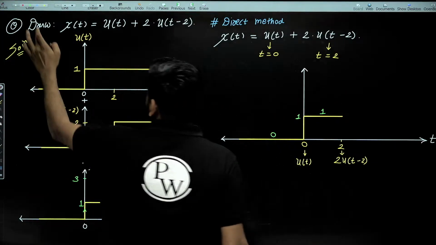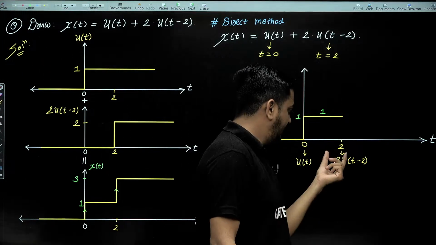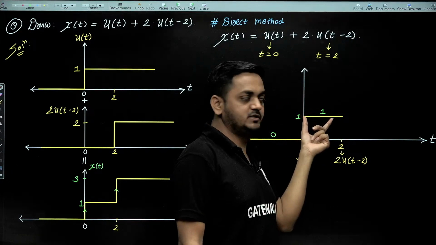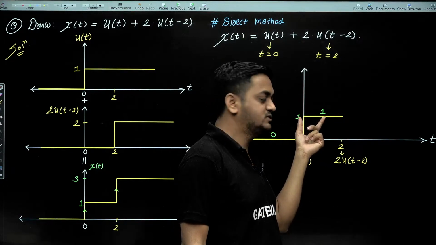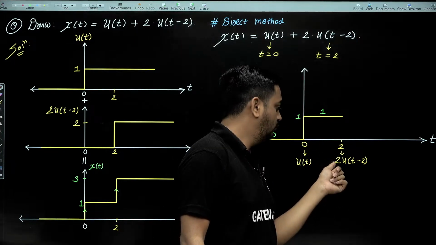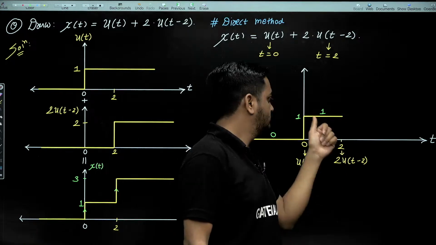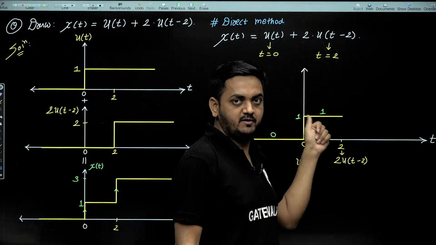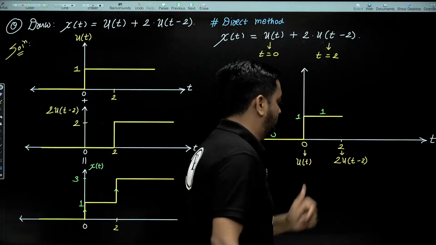Yeah, of course. Now here at t equal to 2, the amplitude is 1. Correct? The previous amplitude is 1. At t equal to 2, one more step function is coming having amplitude 2. What will be the next amplitude? Previous plus present, so 1 plus 2, it will be 3 guys.